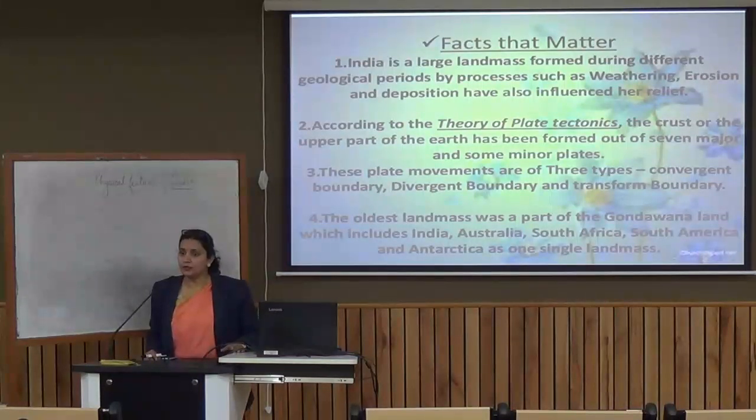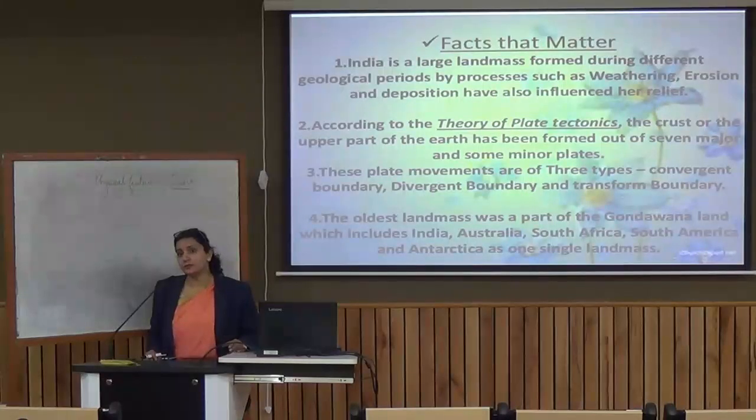If we talk about how these physical features were formed all over the world as well as in India, we have certain factors which have been responsible for it. One is the different geological periods, by processes such as weathering, erosion and deposition, which have contributed to different types of relief features all over the world as well as in India.